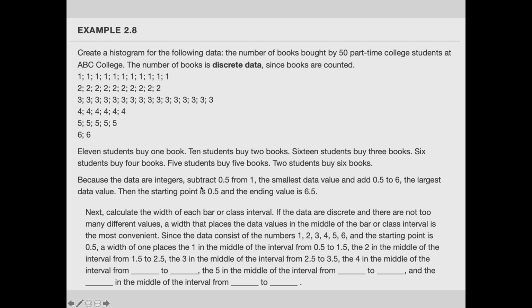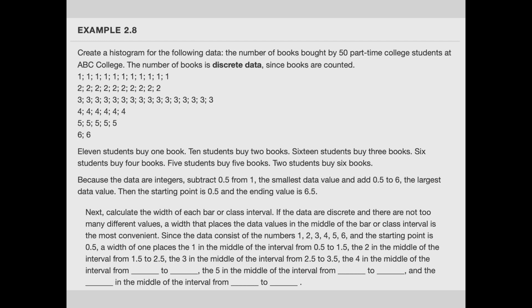Because the data are integers, you want to subtract the 0.5 and then add the 0.5, so that gives me 0.5 as my beginning point and 6.5 as my ending point. That's that whole thing about going out one place value further than where they stop at. Their level of specificity is the ones, so we go out to the tenths. If it was the tenths, we go out to the hundredths. If it was the hundredths, we go out to the thousandths, and so on.